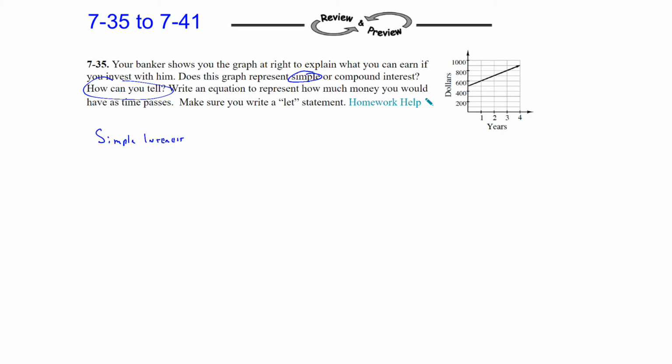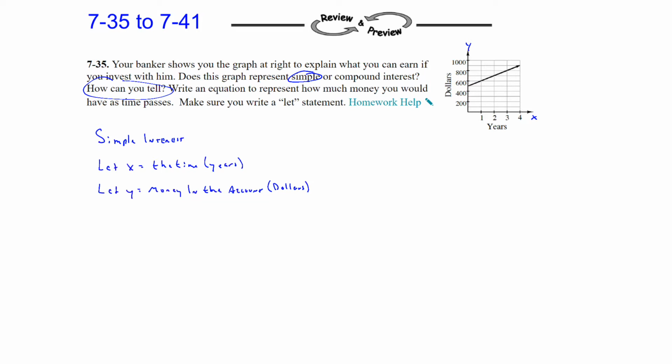Write an equation to represent how much money you would have as time passes. So it does tell us to write some let statements here. So let's go ahead and do that. We'll just do x as our number of years. So let x equal the time in years. And then we can also let y equal the money that we have in the bank.